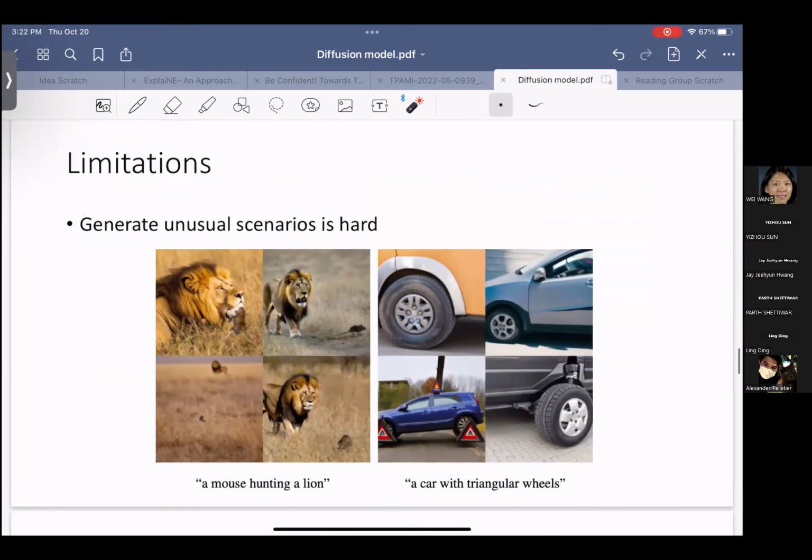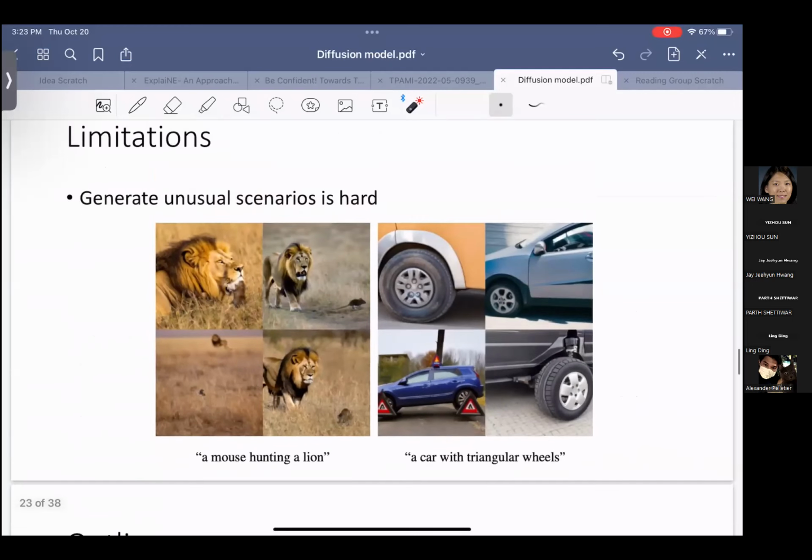This paper also mentions some limitations, like the GLIDE model cannot generate something that's unusual. For example, if we ask for an image of a mouse hunting a lion, it doesn't make too much sense, because it's hard to imagine how to represent hunting in this sense. Also, you may ask for things like a car with triangular wheels. In some of the generations it captures the idea of triangle, but I would definitely not call these cars with triangular wheels. But these could be limitations that later follow-up works will try to overcome.